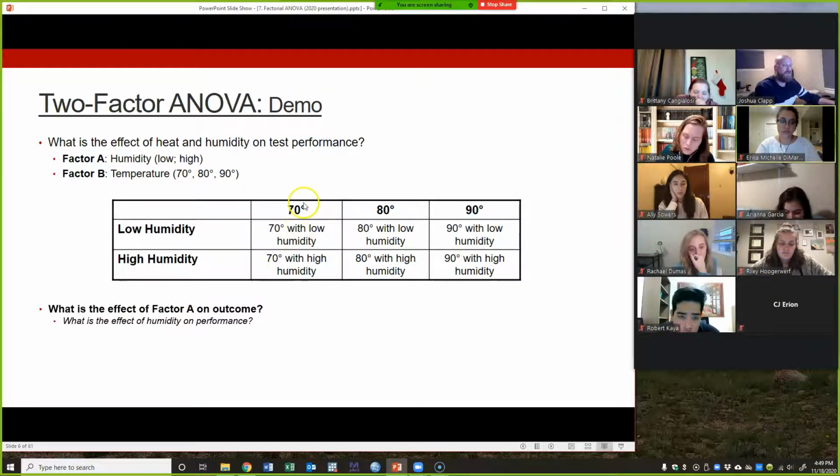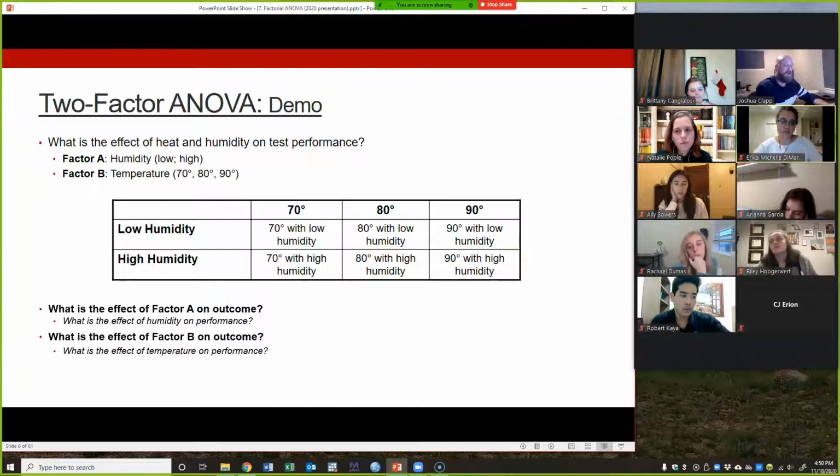What I can do is ignore the temperature conditions and just look at the average performance of low humidity and the average performance of high humidity, and that's going to give me the impact of factor A. That's going to give me my main effect of factor A. I could also ask what's the effect of factor B on outcome. This is going to be my main effect of temperature.